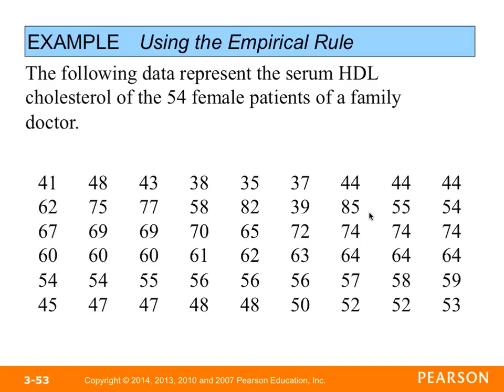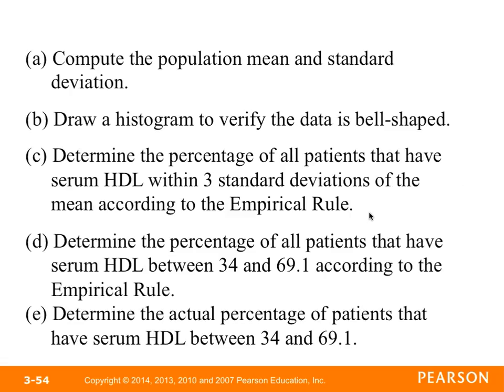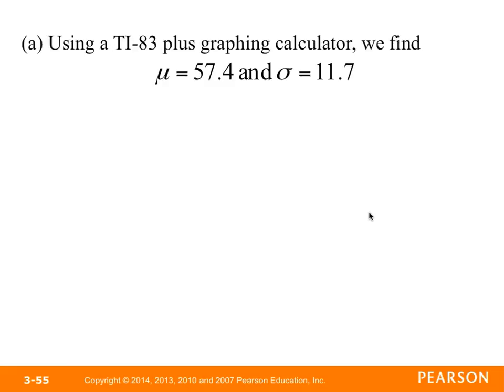Okay, so the following data represents the serum HDL cholesterol of the 54 female patients of a family doctor. They're given here. We want to compute the population mean and standard deviation, draw a histogram to verify the data is bell-shaped, determine the percent of all patients that have serum HDL within 3 standard deviations of the mean, and then answer some other questions as well.